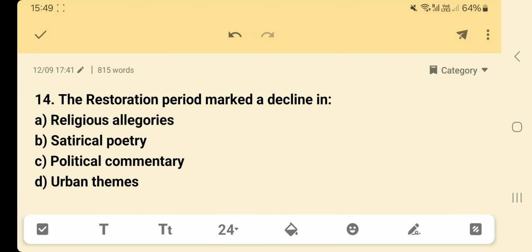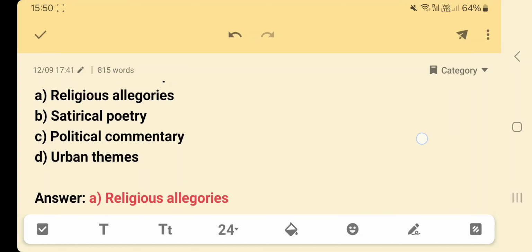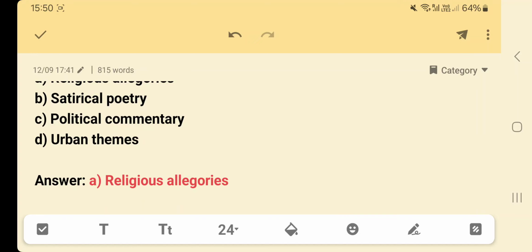The Restoration period marked a decline in option A, religious allegories. Option B, satirical poetry. Option C, political commentary. Option D, urban themes. Answer: option A, religious allegories.